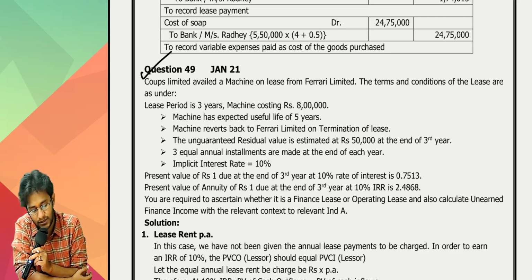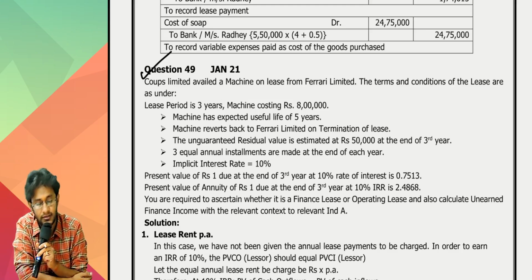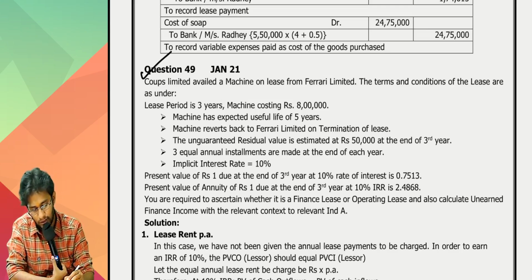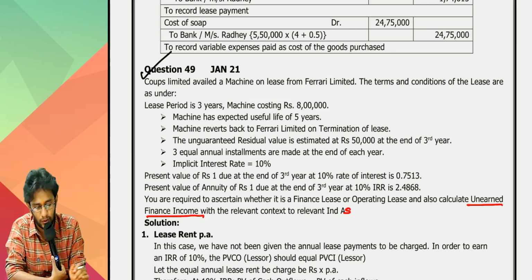The UGRV is estimated at 50,000 rupees at the end of the third year. 3 equal annual installments are to be made at the end of each year. IRIL is given as 10%. PV factor of the third year is given, and the annuity factor for 3 years is given. You are required to ascertain whether it is a finance lease or operating lease, first question. And also calculate unearned finance income with reference to the relevant Ind AS.